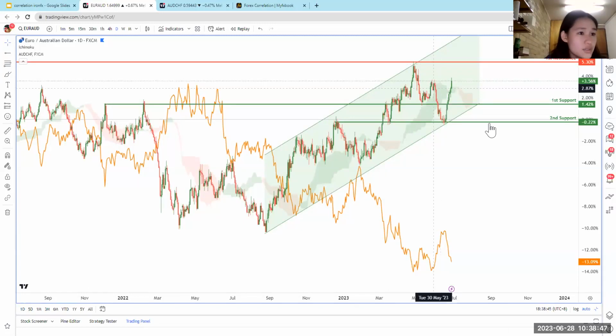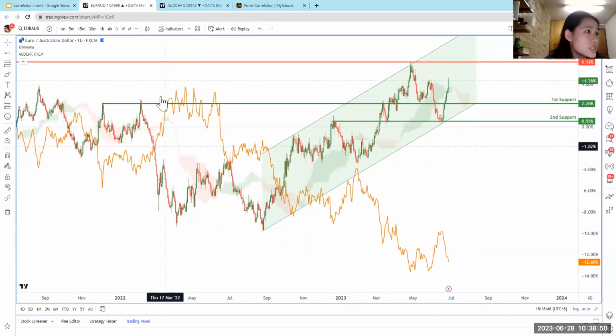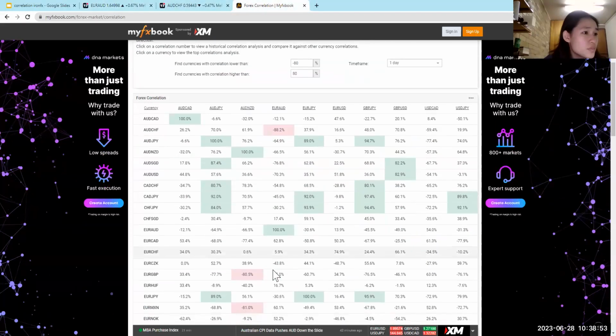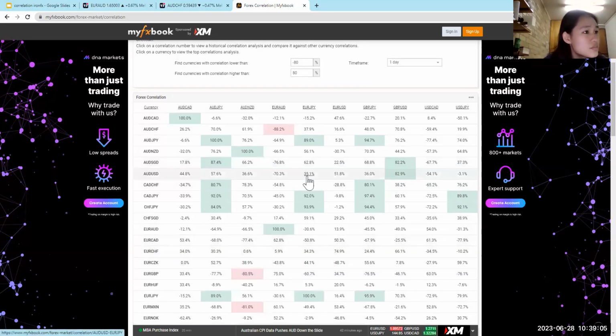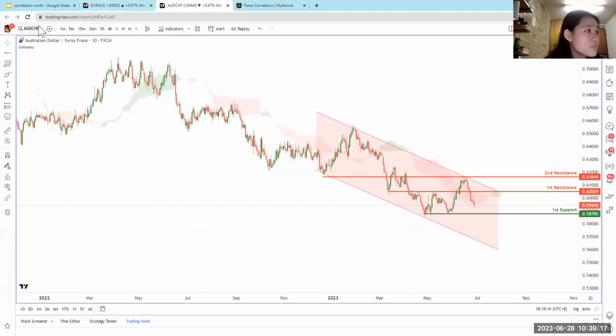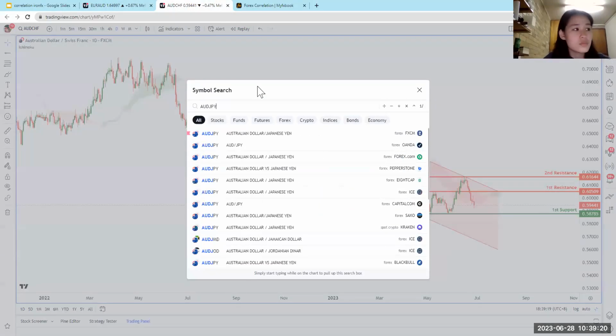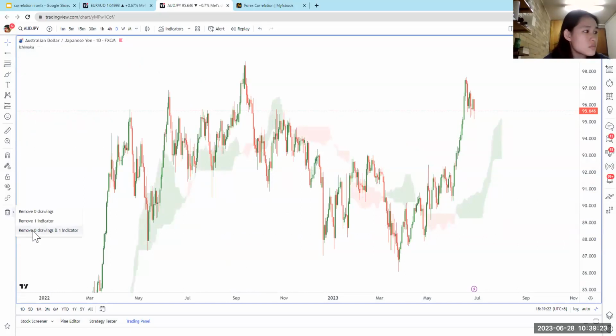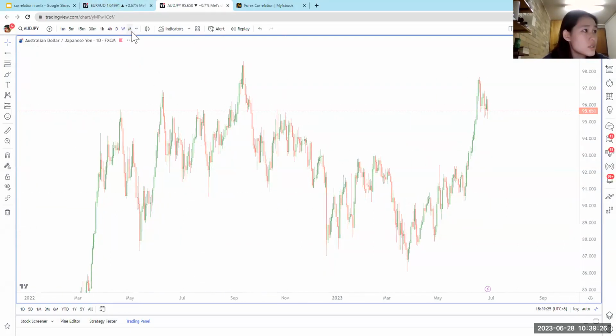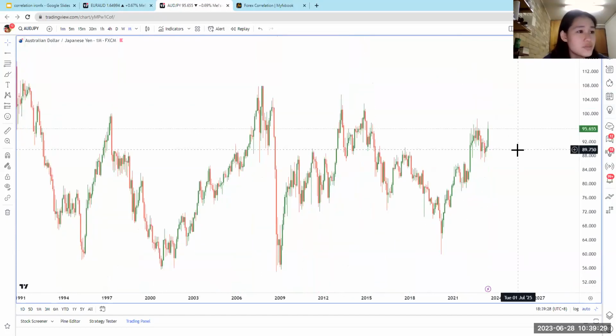Okay, so now we've looked at a negatively correlated chart. Let's go ahead and take a look at a positive one. Okay, let's go ahead and use the GBP yen and Aussie yen since it's 94.7%. Okay, so same thing, we're going to analyze it first on the higher time frames.